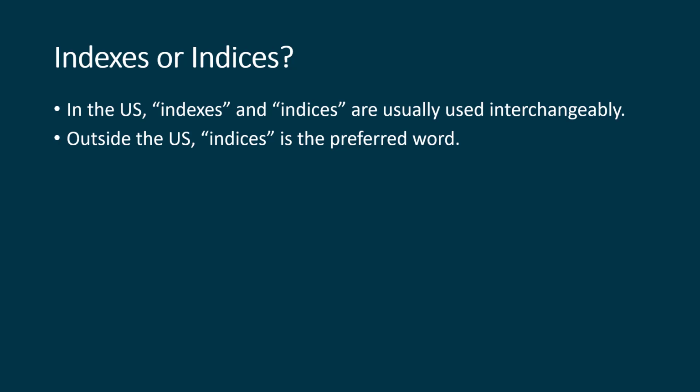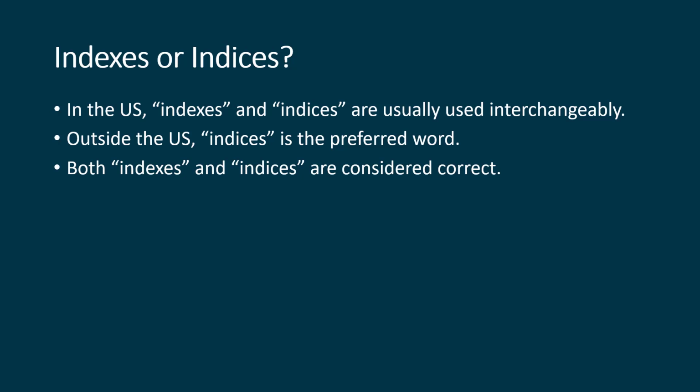Indices is actually correct, but we've used indexes so often in American English that it's really become accepted as a way of saying this word. So we really have two forms of the plural word. Both indexes and indices are considered correct, especially when you're talking inside the US. I usually use the word indexes myself.